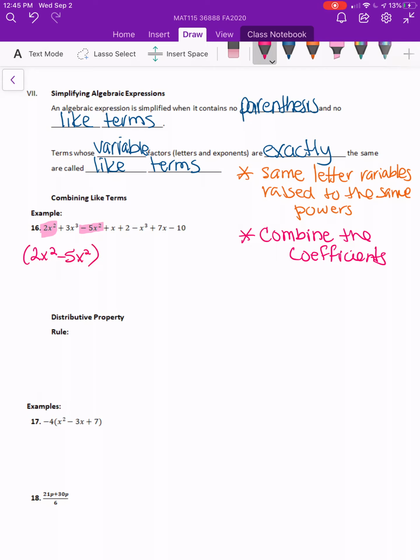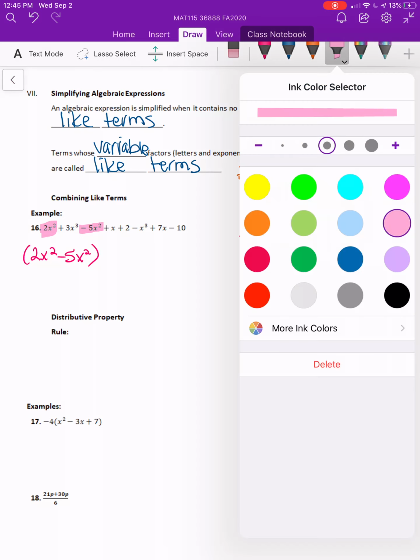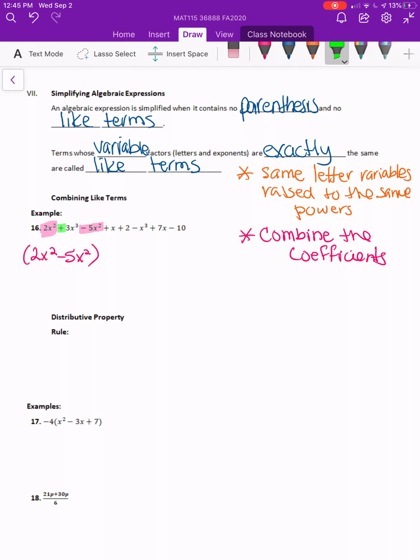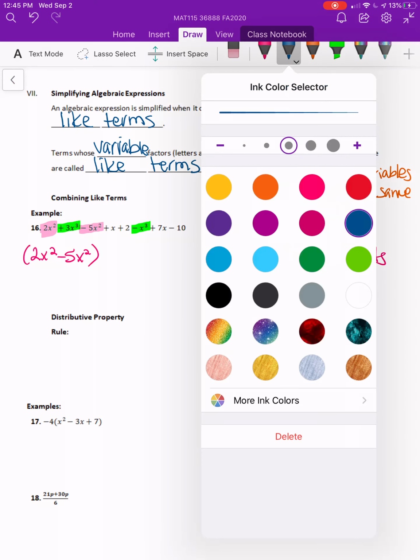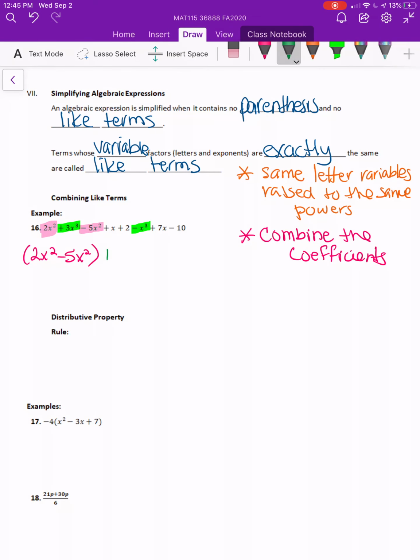Okay, the next like terms, let's get a different color here. So notice we've got 3x to the third. So we're looking for another term that is an x to the third term. So we've got minus x to the third term here. So let's get our color coding. So we're going to add 3x to the third minus x to the third. Okay, so now let's look for some more like terms.